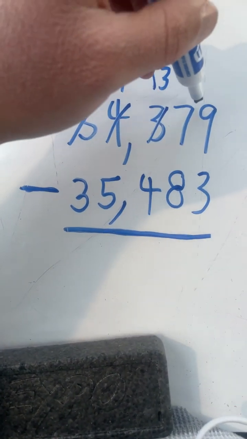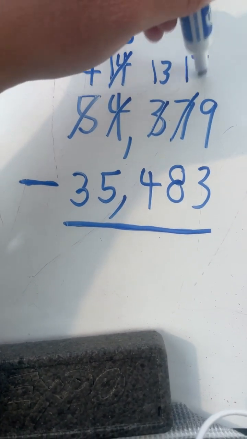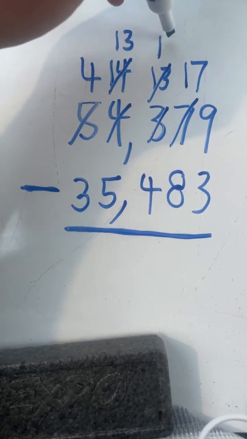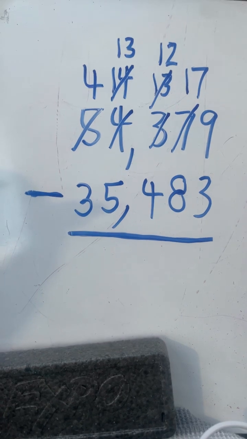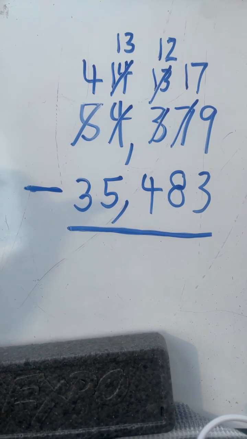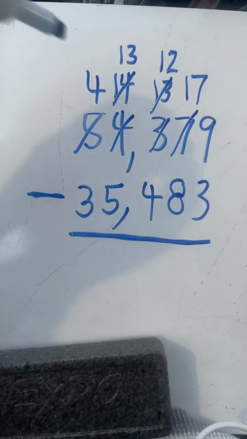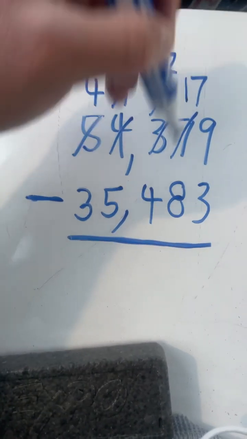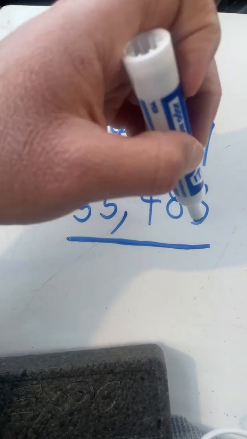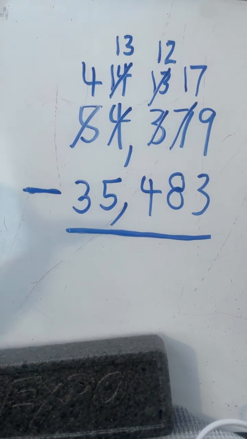So that 7 is going to become a 17. And that 13 is going to become a 12. And now I'm going to double check, but I think we are ready to subtract. 4 is bigger than 3, 13 is bigger than 5, 12 is bigger than 4, 17 is bigger than 8, 9 is bigger than 3. We are ready to subtract.